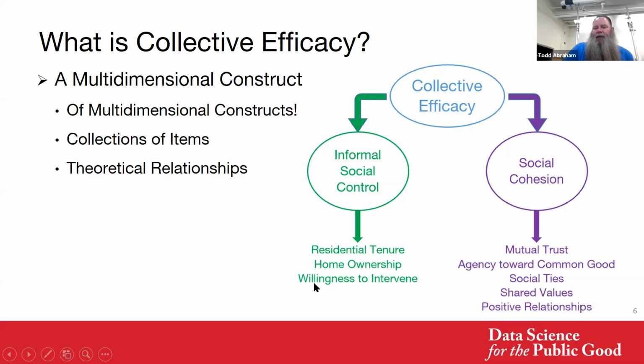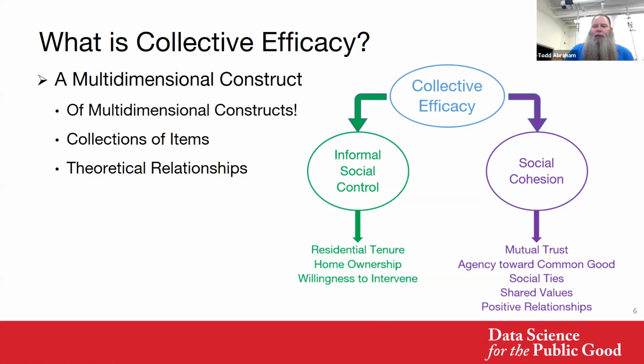So you can see that our indicators, our single indicators, are all down here. Home ownership, well, that's something we can grab pretty easily from something like the Census Bureau or the ACS. What percentage of residences in a particular community are owned versus rented? Sure. Residential tenure, that's an indicator. These things, willingness to intervene, is a little bit more complicated. There could be multiple indicators here, but those combined form this informal social control construct.